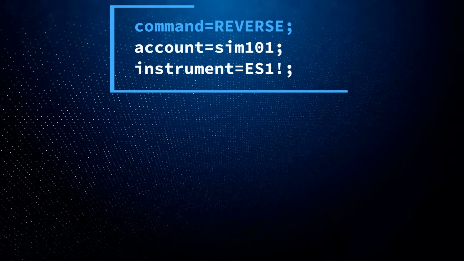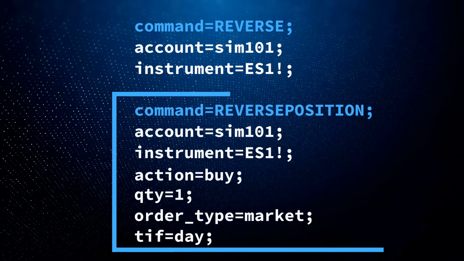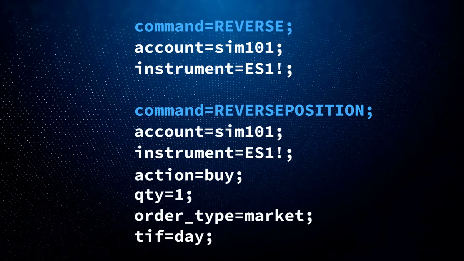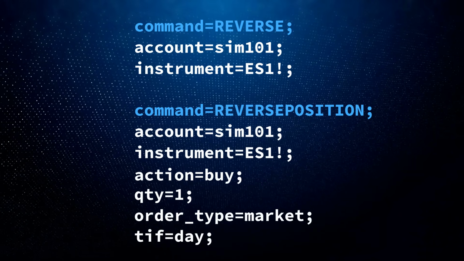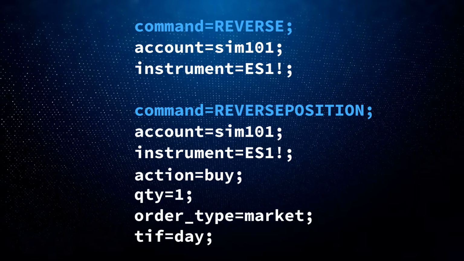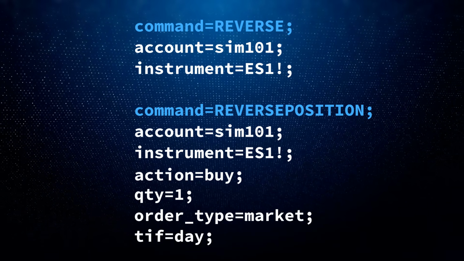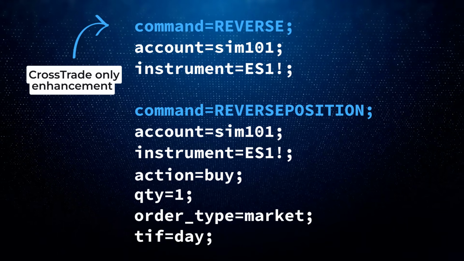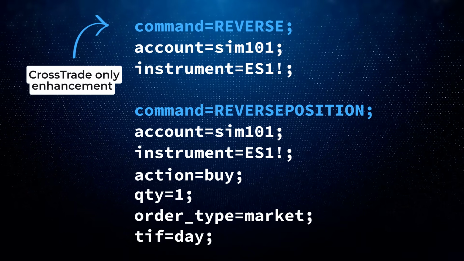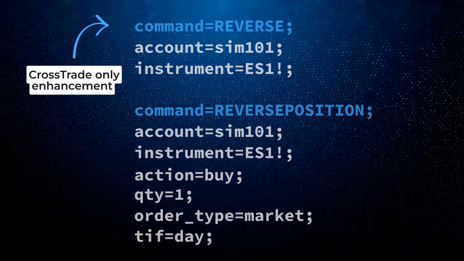Next, let's talk about reverse and reverse position commands. Reverse positions is the standard NinjaTrader command to offset a position and requires all of the same fields a place command does. The reverse is a CrossTrade only enhancement command that is a true inversion of the position. Let's break down the nuance here.